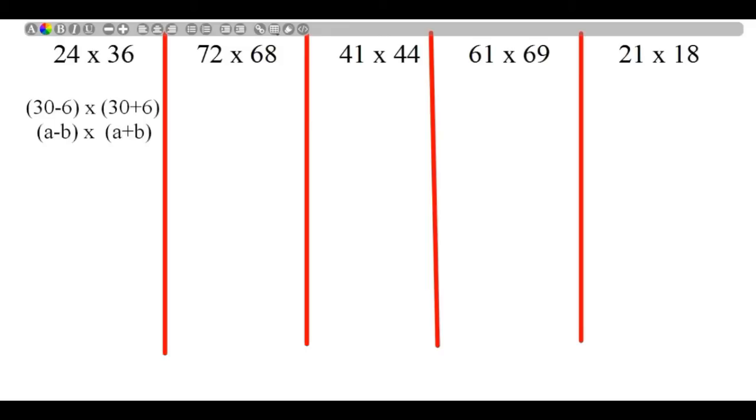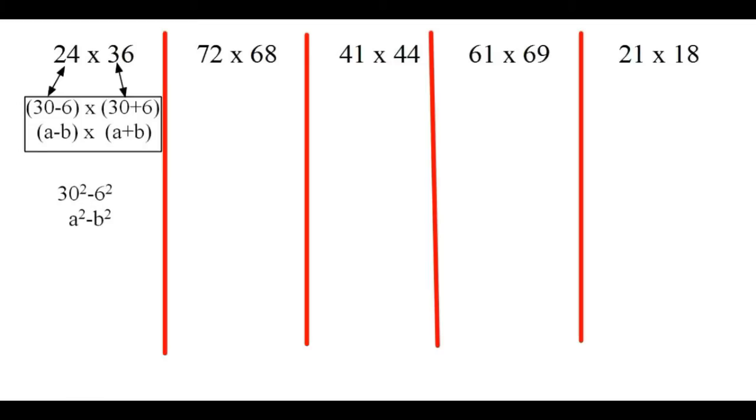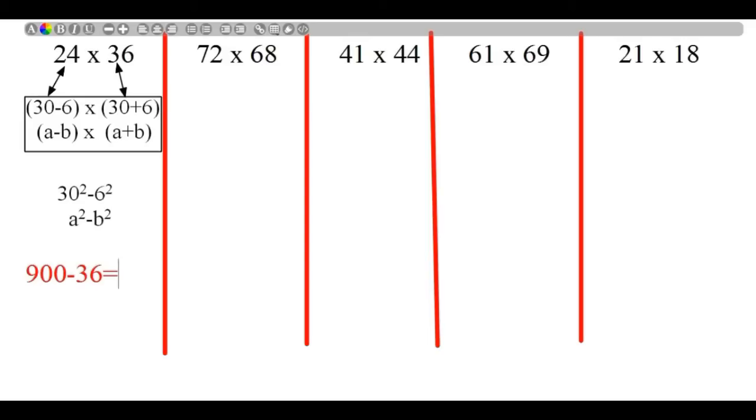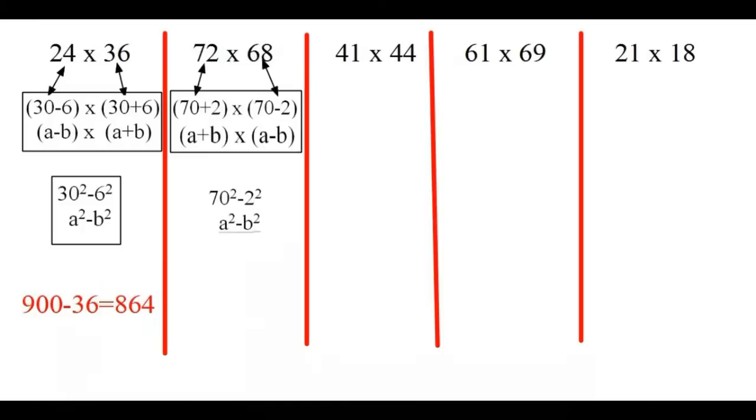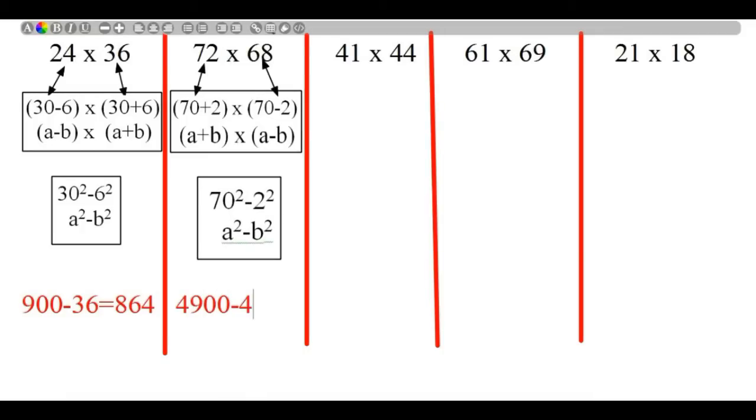So let us now see the correct answers for these 5 questions. The first one is 24 into 36. This can be taken as (30+6)(30-6), which is 30² - 6², so 900 minus 36 is 864. The second one is (70+2)(70-2), that's 70² - 2², so 4900 minus 4 is 4896.